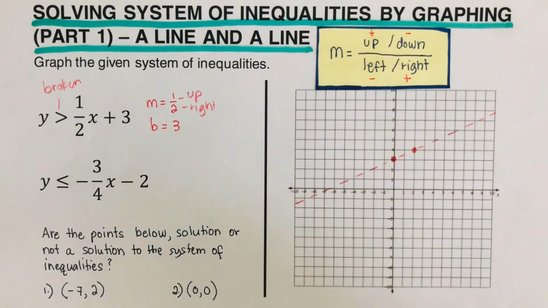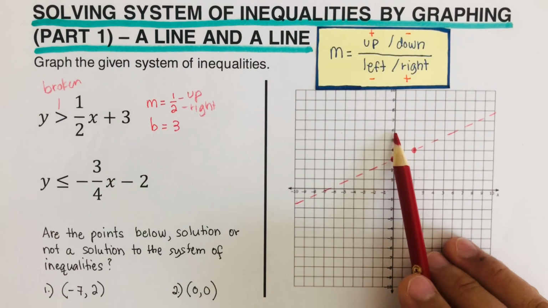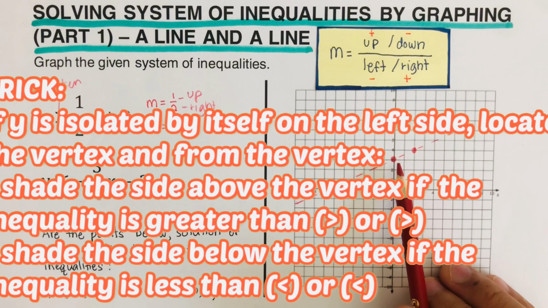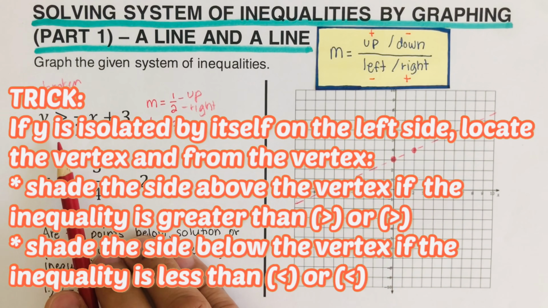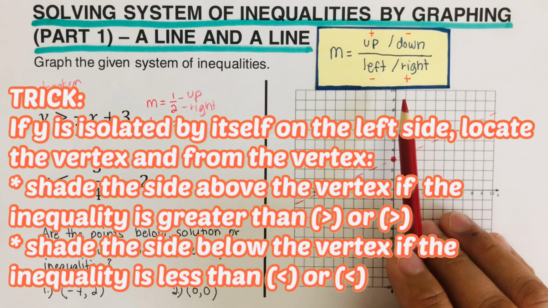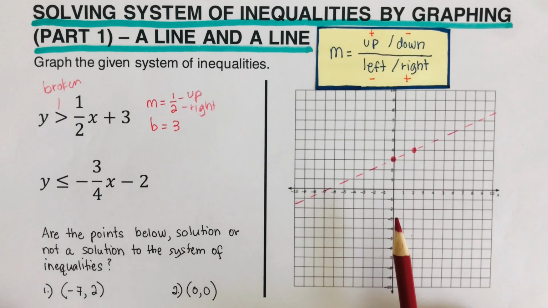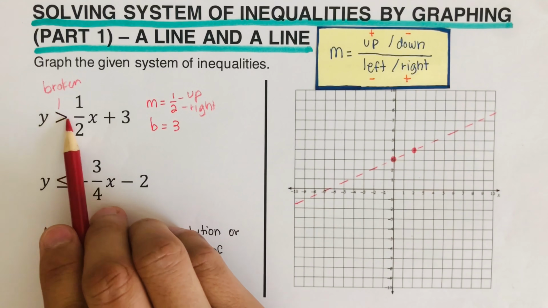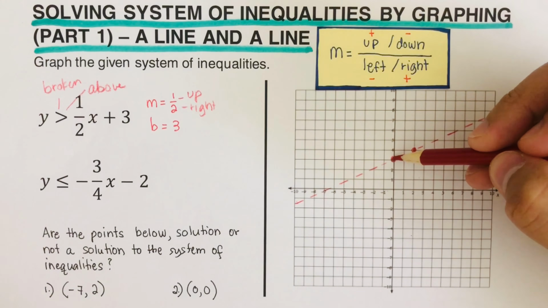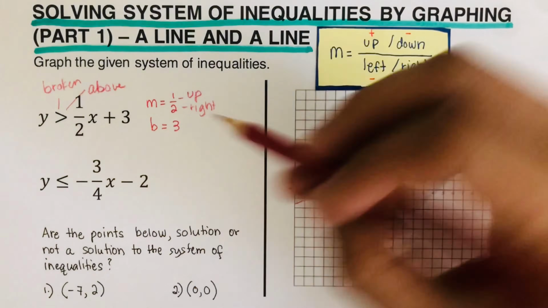Okay, after we did the broken line, we are supposed to determine which side we shade. Is it above the b or below the y-intercept? There's a trick to do this. Remember that if y is isolated by itself on the left side, locate the vertex, and from the vertex, shade the side above the vertex if it's greater than or greater than or equal to. Shade the side below the vertex if it's less than or less than or equal to. In this problem right here, it says that it is greater than, so we shade above the vertex. So we're shading above this point right here. So all of these are actually solutions to this inequality.